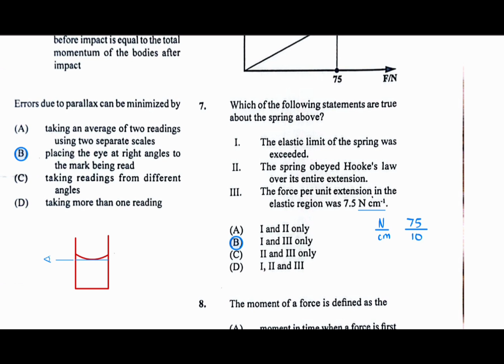And so I end up with 75 over 10. So 10 into 75 is 7.5. And the units are going to be Newton per centimeter, or Newton centimeter to the power minus 1. So 1 and 3 are correct. So 7b.